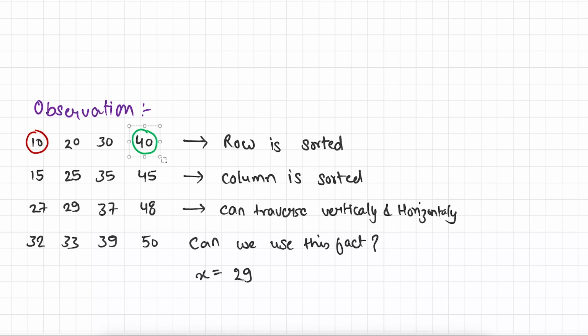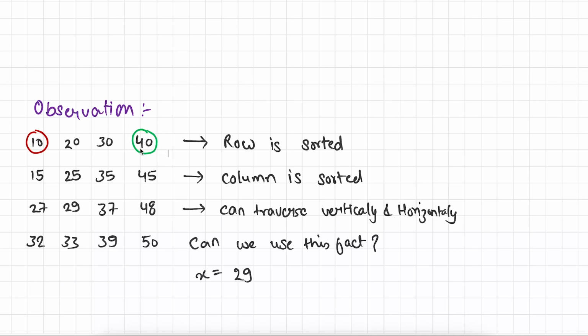Because we have 4 options. Either we select this corner, and this corner, and this corner. Then why select the first only? We have other 3 options also. Let's start traversing this matrix from this position. Now the element at this position is 40 and this is not equal to 29. This means we have to traverse either on the left side or on the bottom side.